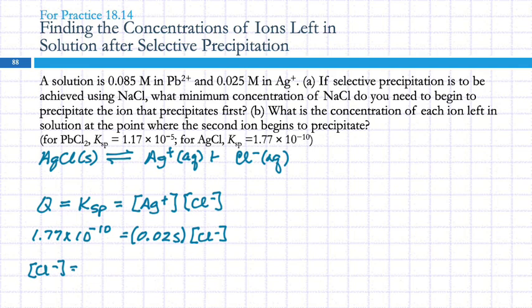So the chloride ion concentration is going to be 1.77 times 10 to the minus 10 divided by 0.025, which is 7.08 times 10 to the minus 9. That's the chloride ion concentration. What's the sodium chloride concentration? It's not a trick question, the same.